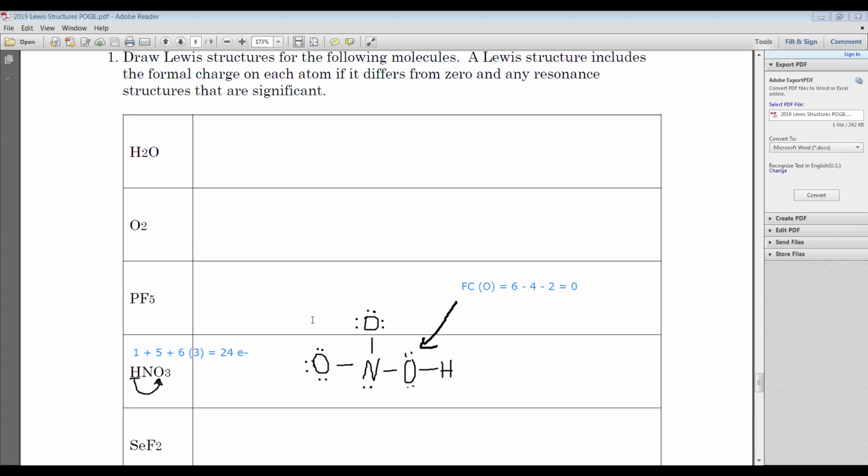If I look at either of these two oxygens over here, six valence electrons minus six dots minus one bond. Both of these have negative one charges.